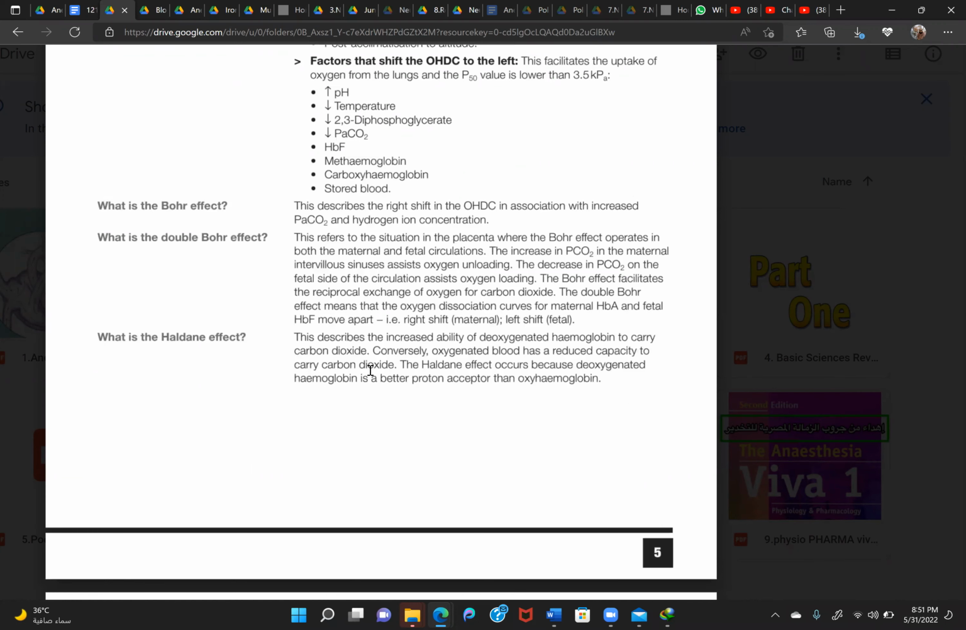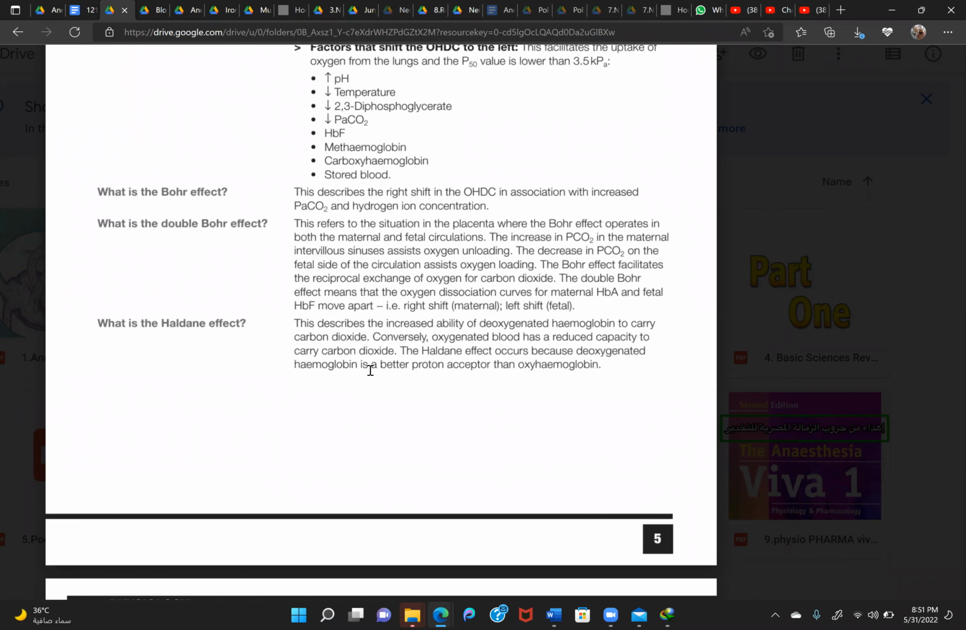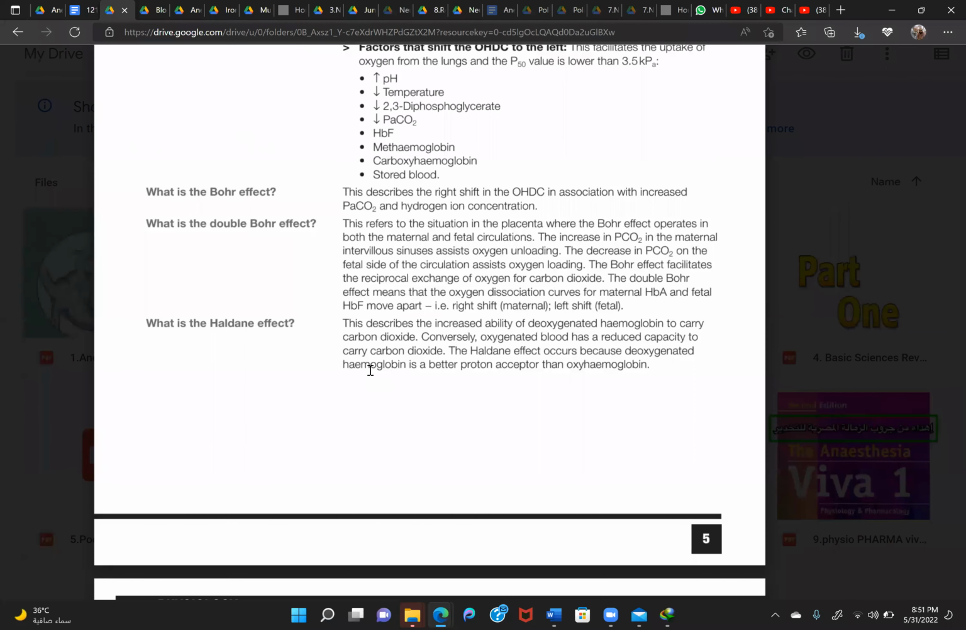Okay, so the Haldane effect is the ability of deoxygenated hemoglobin to carry carbon dioxide. One oxygen is coming out, so the other friend is coming in. Conversely, it is more in effect at the lungs, because there is more CO2 there to be transferred out.